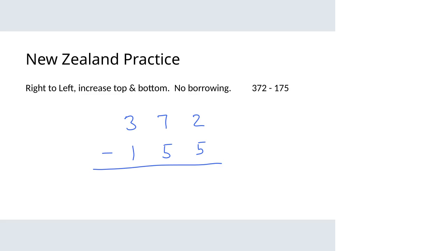So the things to remember with the New Zealand algorithm are that we go right to left, but we don't do any borrowing at all. Instead, we increase the top and bottom by the same amount.